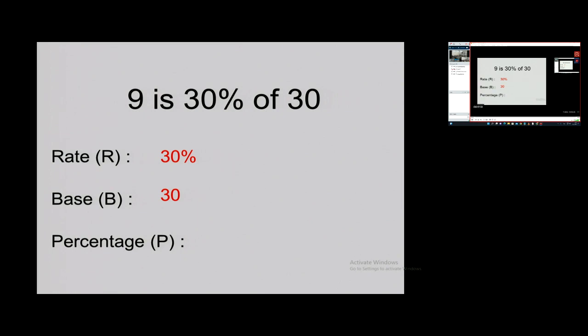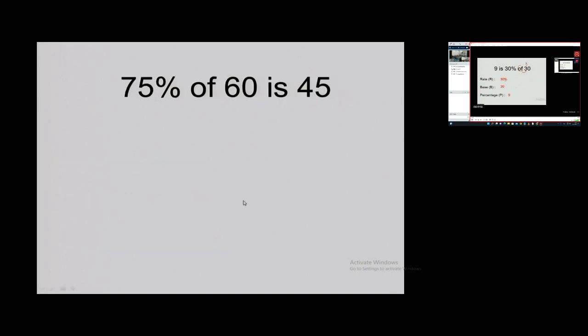9. Okay. So what you need to remember in identifying: first, you need to identify the rate. Rate is in the form of percent. Base, after the word of, the next number, this will be the base. Okay? After the word of. And the remaining value is the percentage. Let's have another one.